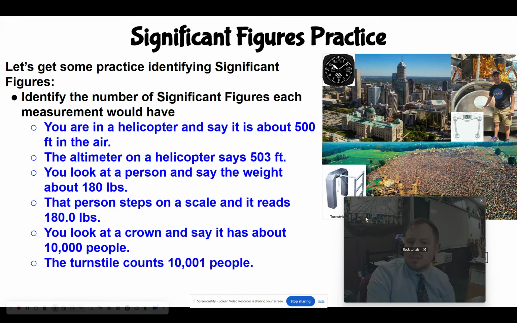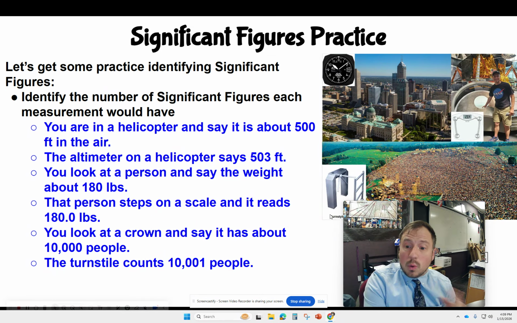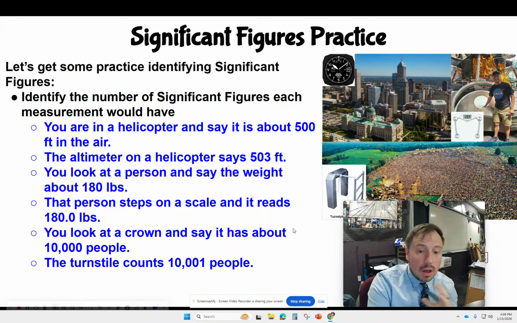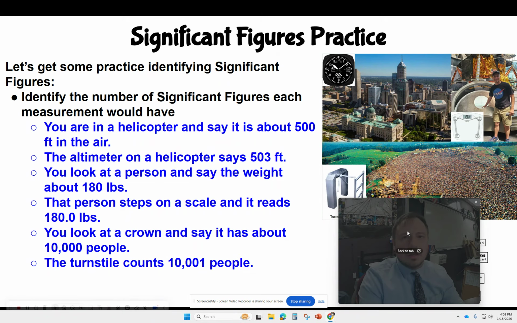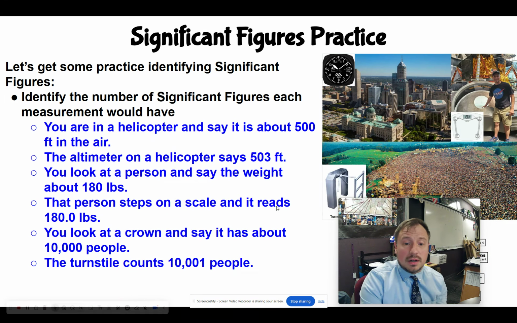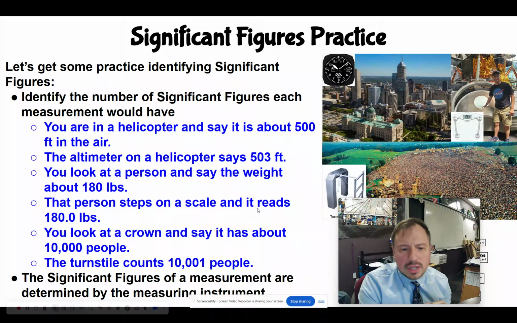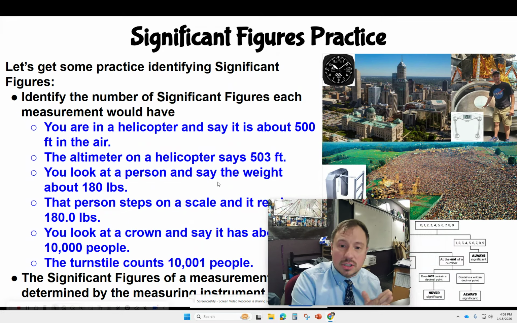Same thing with crowds, right? You look at a crowd and you say there's about 10,000 people there. Well, that is 1 significant figure. Those zeros are placeholders. If that turnstile counts 10,001 people, I measured all of those. In fact, when you're counting and it's an exact number, I think that's called infinite significant figures, because that's exactly how many people are there. There's no ambiguity there. But if you looked at that, we would say that's 5 significant figures. It's determined by the measuring instrument.